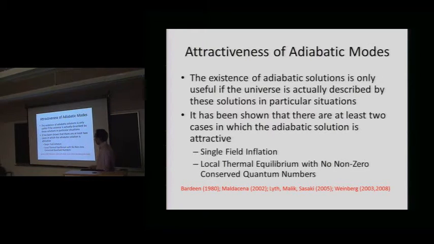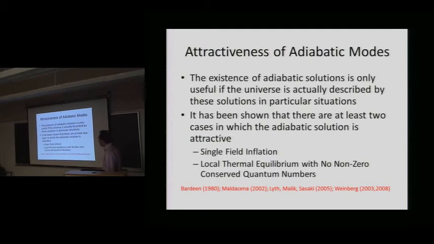The first, and probably the most familiar to everyone, is single field inflation. So in single field inflation, what I mean by that, first of all, is just inflation driven by a single scalar field with no other dynamical degrees of freedom. And the other situation is local thermal equilibrium with no non-zero conserved quantum numbers. And here I just mean that the only relevant scalar fluctuation is the temperature fluctuation at any point in space.